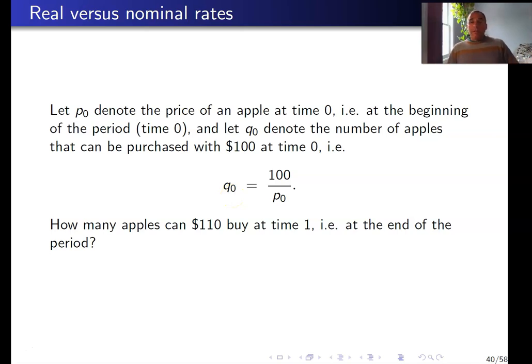If we're talking about a ticket to go see some event that costs $10, how many tickets can you buy at time 0? 100 divided by 10, so you can buy 10 tickets. Now at the end of the year, if P0 is the price of an apple and all you consume are apples, with $110, how many apples can you buy?